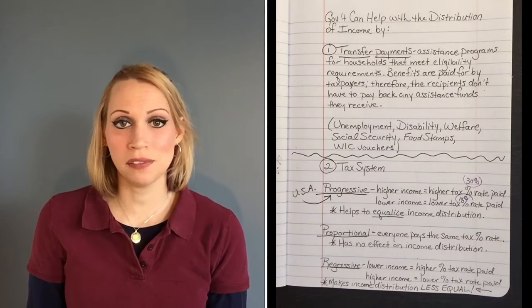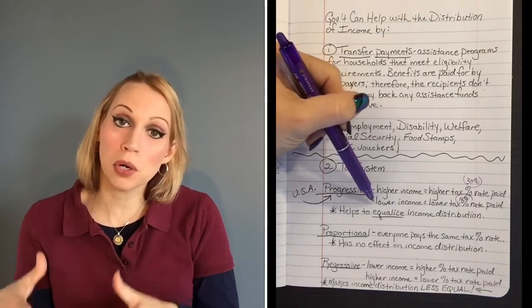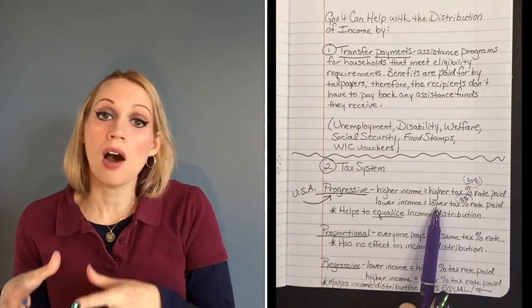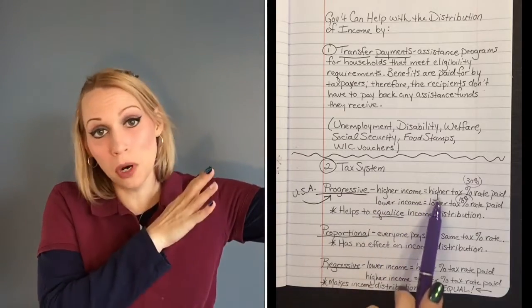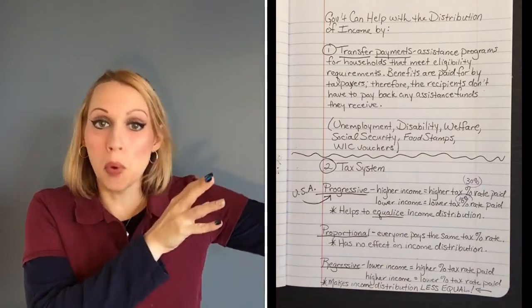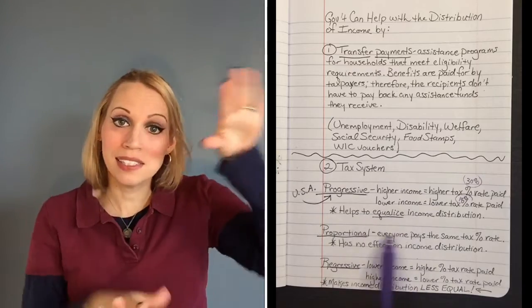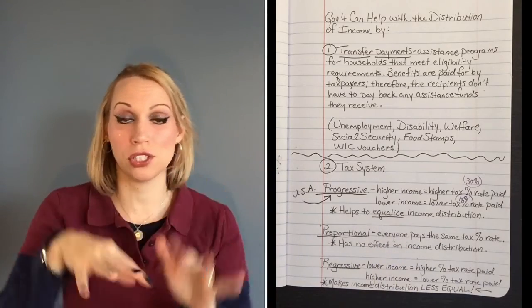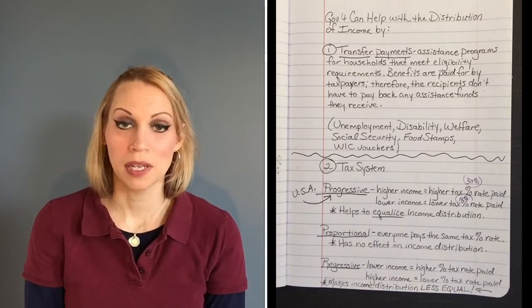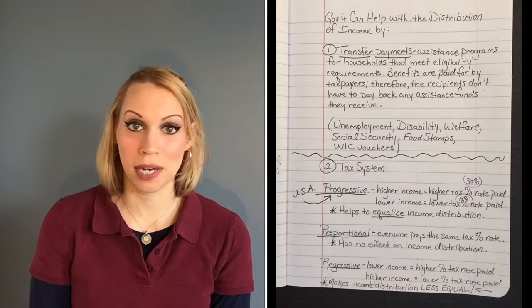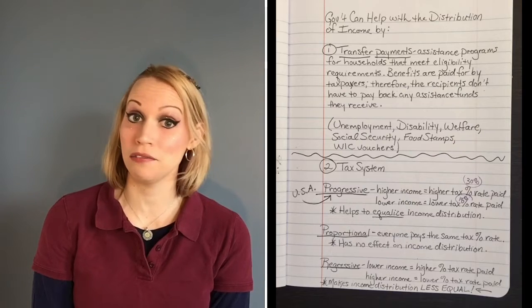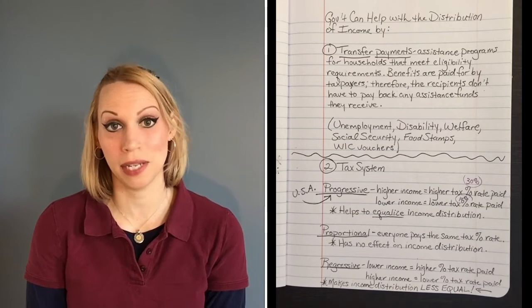So with a progressive tax system, the people who earn the least amount are paying less taxes. The people who earn more money are paying more taxes. And this tends to lead to a more even distribution of income. There are other tax systems as well. Some people are against the progressive tax system and say that it unfairly punishes people with higher incomes.